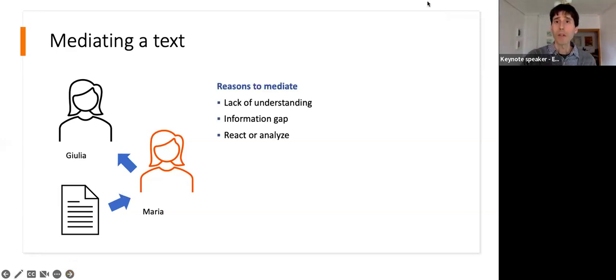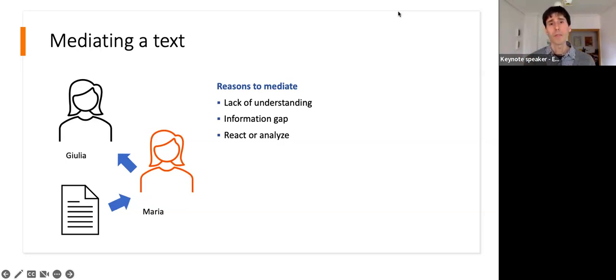And there are various real life reasons why people would be doing this kind of thing. The first one is a lack of understanding. So maybe Julia just can't understand the text because maybe it's written in a language that she doesn't understand. But just as common is this idea about the information gap. So we're often explaining things to people because we have read something or we have watched something and the other person hasn't. We do this every day, right?